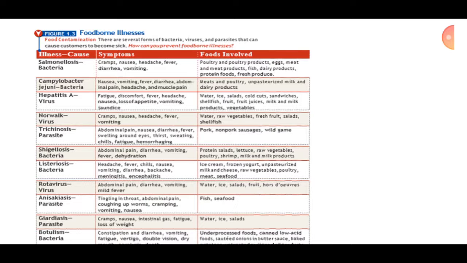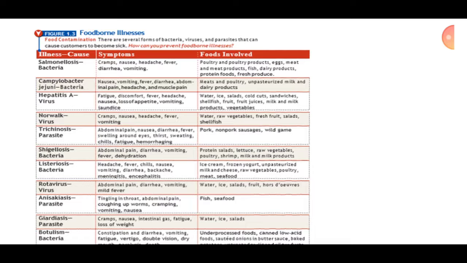The fourth one is Norwalk virus. The symptoms are cramps, nausea, headache, fever, and vomiting. Foods involved are water, raw vegetables, fish, fruit, salads, and shellfish.